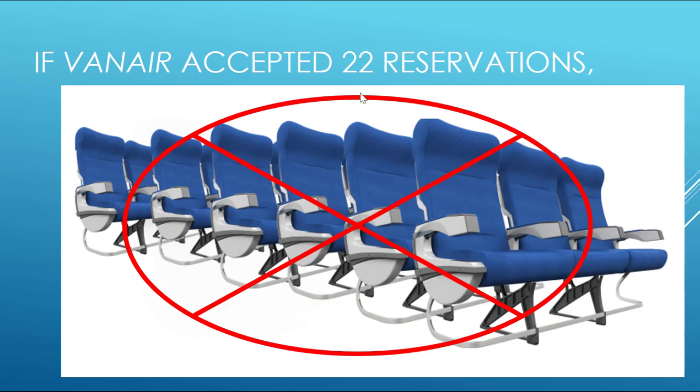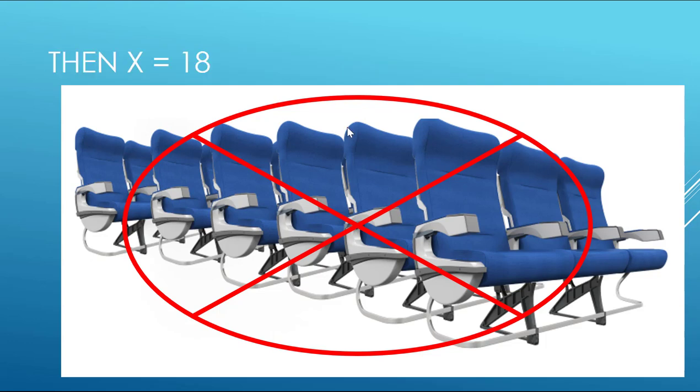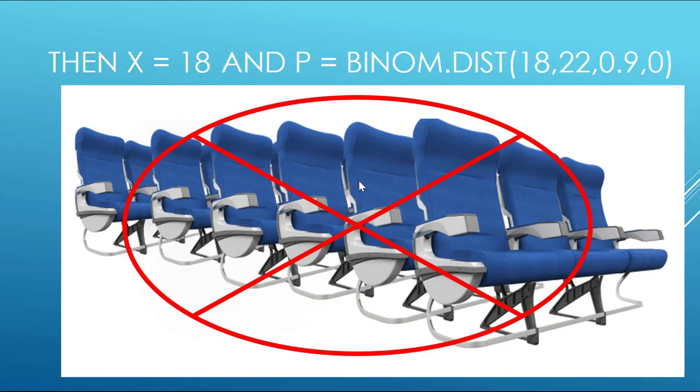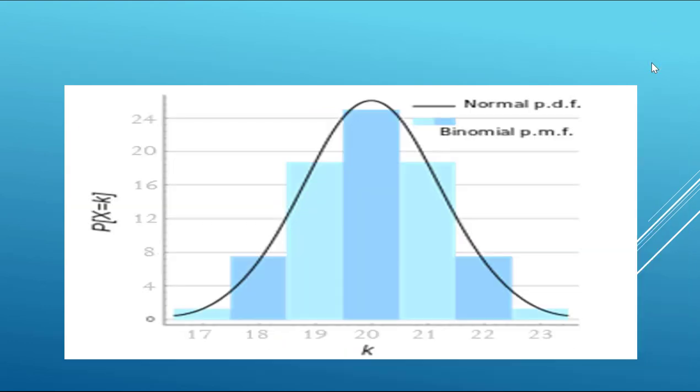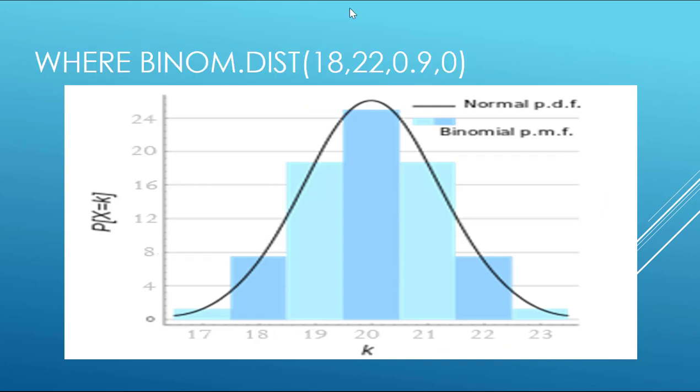Okay, so if they accepted 22 reservations, which we're starting with, let's start with 22 reservations, then x would be 18 because exactly 18 people showed up. And to get the odds of that exact 18 people showing up, we would use p equals binom.dist of 18, 22, 0.9, 0. Okay, and let's have a look at what that looks like. So binom.dist of 18, 22, 0.9, 0 is the probability that we have exactly 18 people show up.